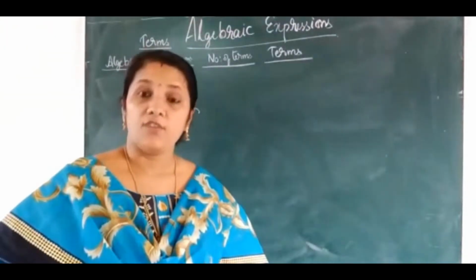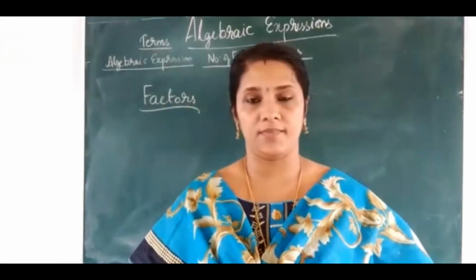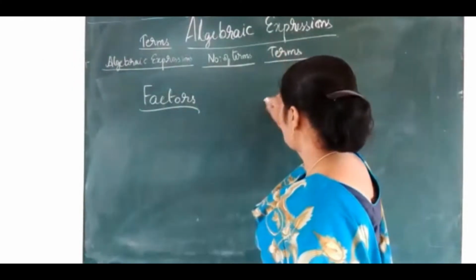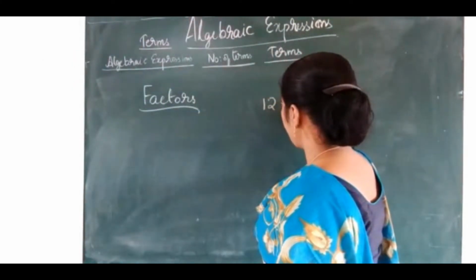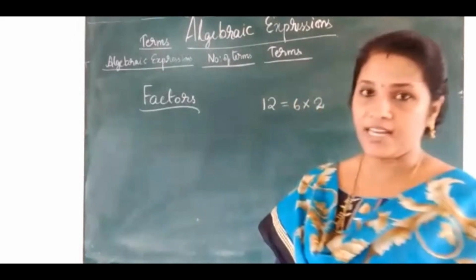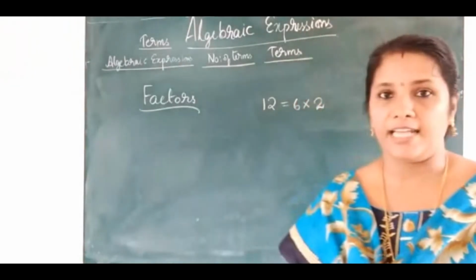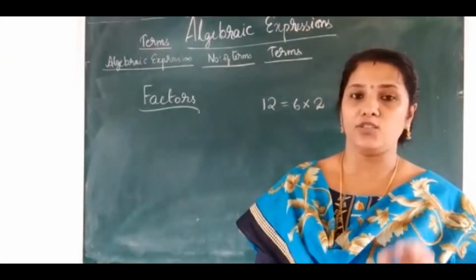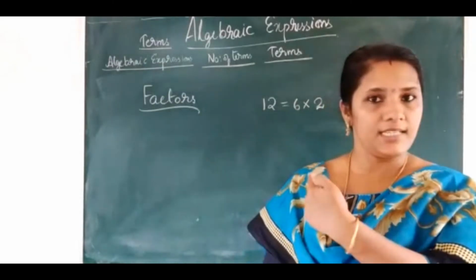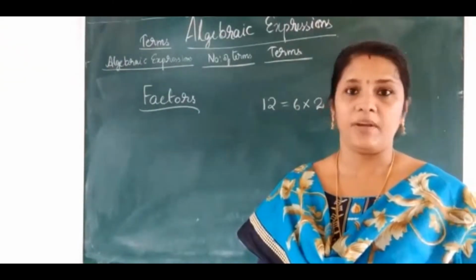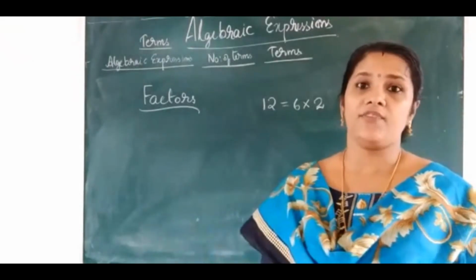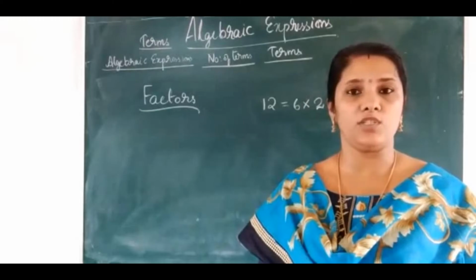In the same way, we can define factors. What are factors? Say, let me write one example. 12, I can write as 6 times 2. 12 is the product of 6 and 2, and 6 and 2 are the factors of 12. This we have learned in the previous classes, right? In the same way, we can define the factors in an algebraic expression also.